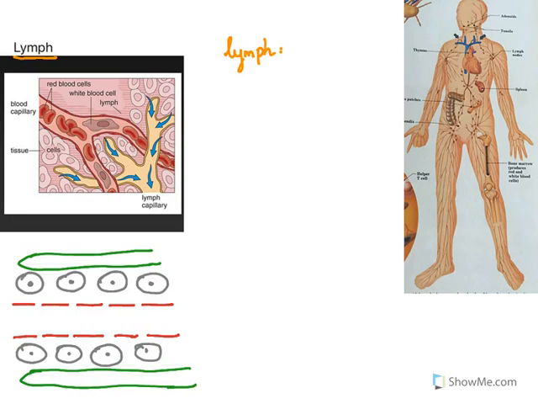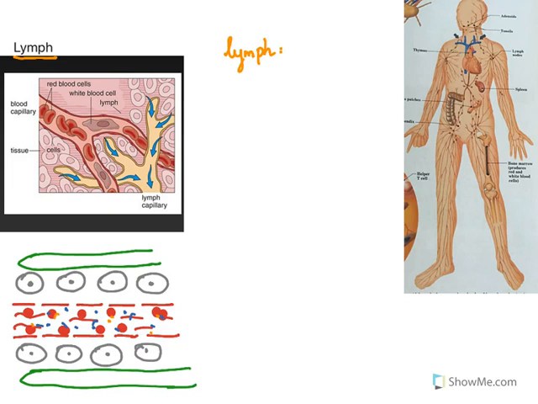Now we'll study another connective tissue called the lymph. As blood flows through the blood vessels, there is plasma, red blood cells, and other cells that also flow. There are some nutrients and many other components. There is also oxygen that flows in the blood.